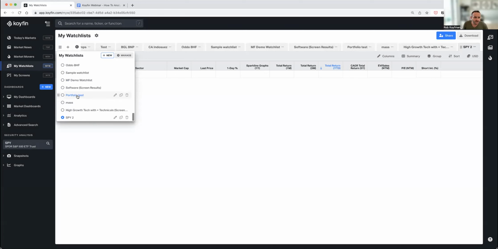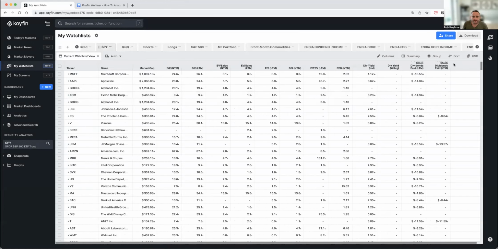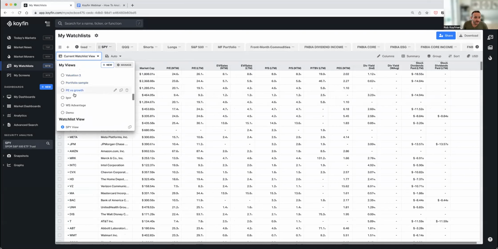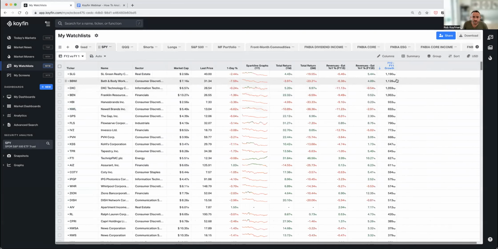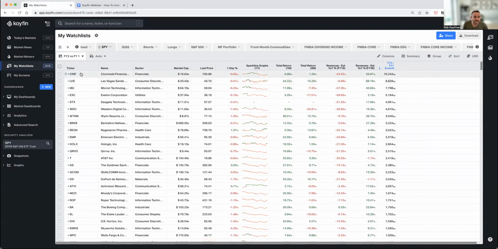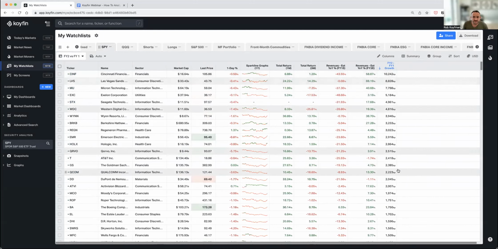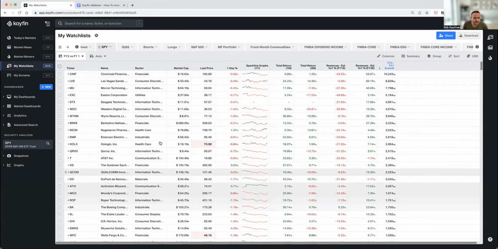Let me just go back to SPY here, and let me load that view that I created, right? My view called FY2 versus FY1. And now I actually have all the stocks in the SPY that are accelerating, right? So this is a much more interesting list because it's not only tech companies, there's financials, there's utilities. So it gives me a lot more sense of companies where FY2 is starting to accelerate.